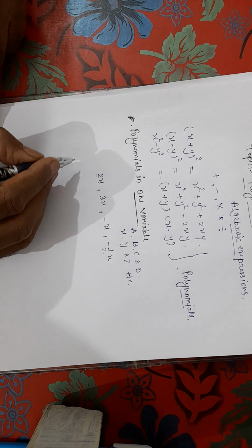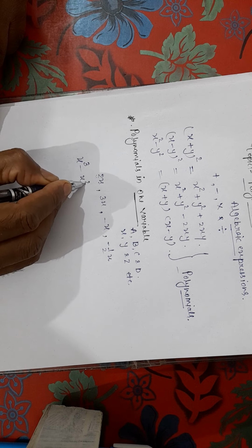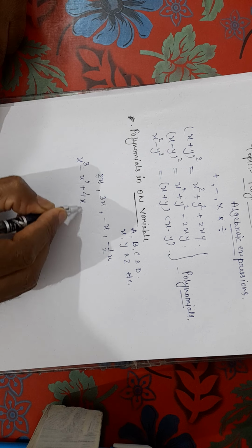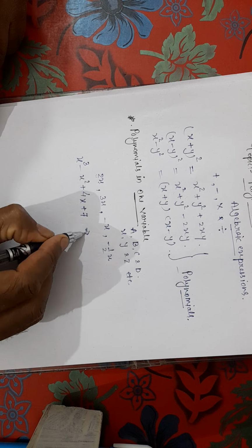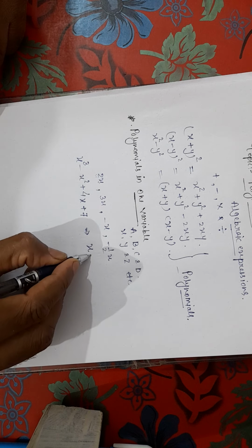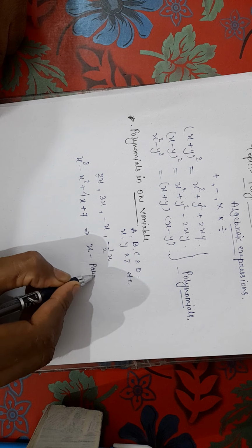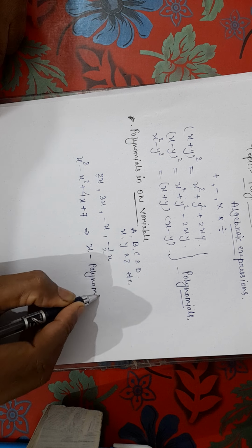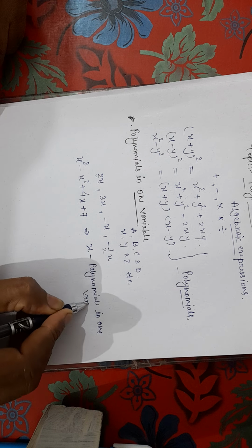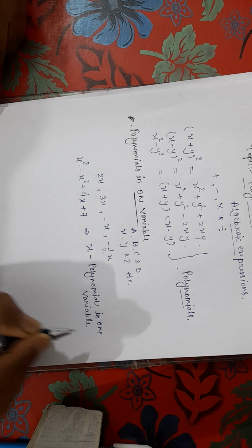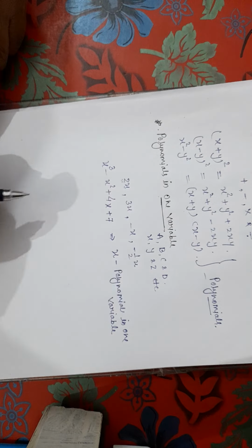You can take as an example x cube minus x square plus 4x plus 7. Here only one variable exists, which is x. So it is known as a polynomial in one variable. Okay students, polynomial in one variable.